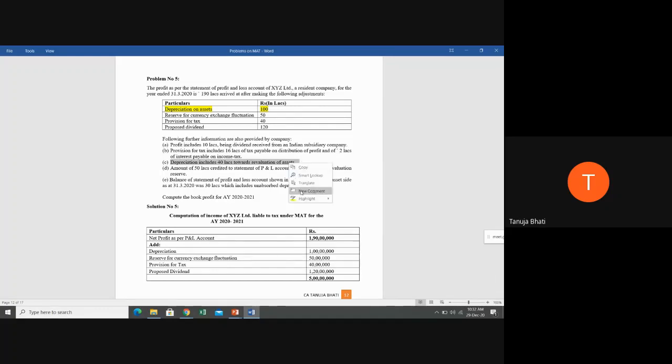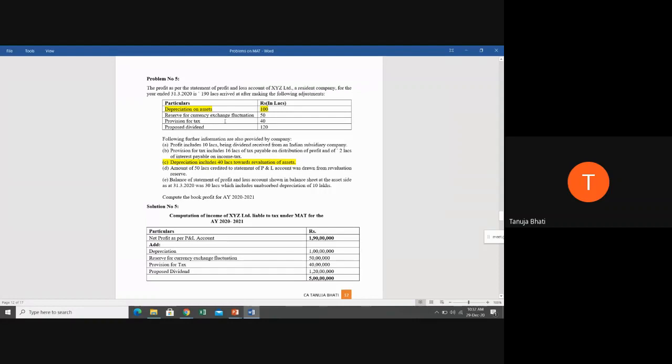So can any student tell me what effect should I give in the net profit in order to get the book profit in respect of depreciation on asset? Can anyone tell me how much I should add for depreciation and how much should I minus? Quick, students. Yes. Students, am I audible? 140 lakhs should be added, ma'am, and 100 lakh deleted.